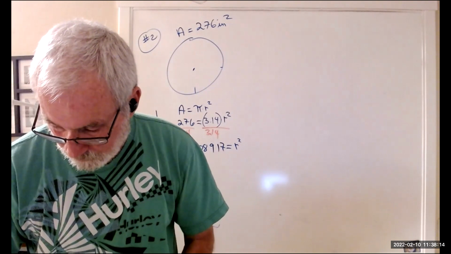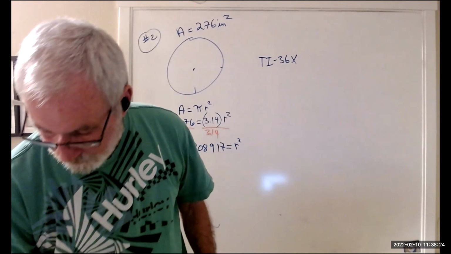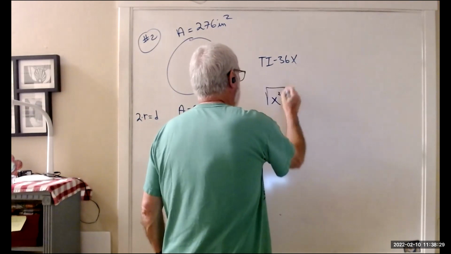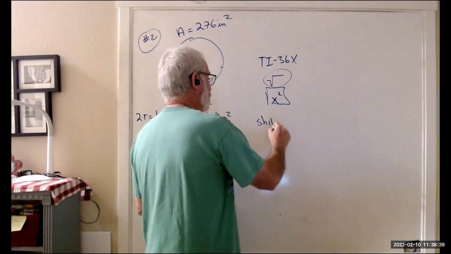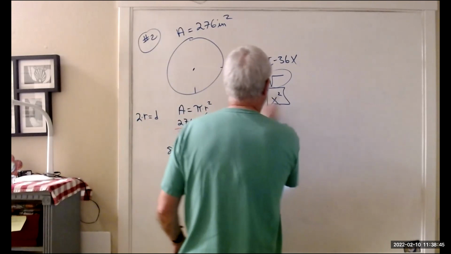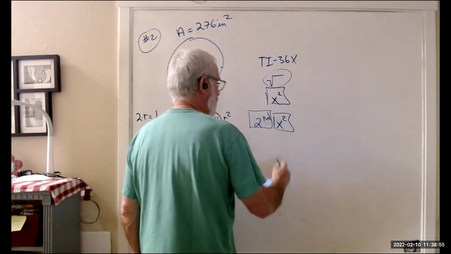Okay. On the TI-80 or the TI-36X or whatever, you have an X squared button, and above it, you have a square root button. The way you activate the square root button is by hitting Shift? No, your calculator uses Second. I'm sorry. Second, X squared. You hit the second button and the X squared button, and what you'll see on your screen is a square root button.